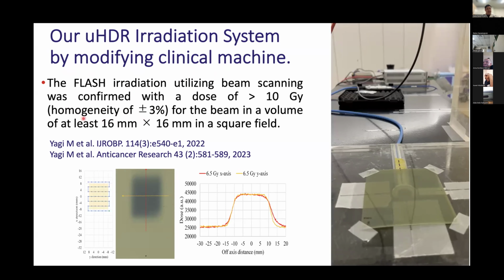About the homogeneity, homogeneity was plus or minus 3% for the beam in a volume of at least 6 centimeters square. So this movie on the right shows 10 gray at a dose rate of 230 gray per second. One field is irradiated in around 0.04 seconds.